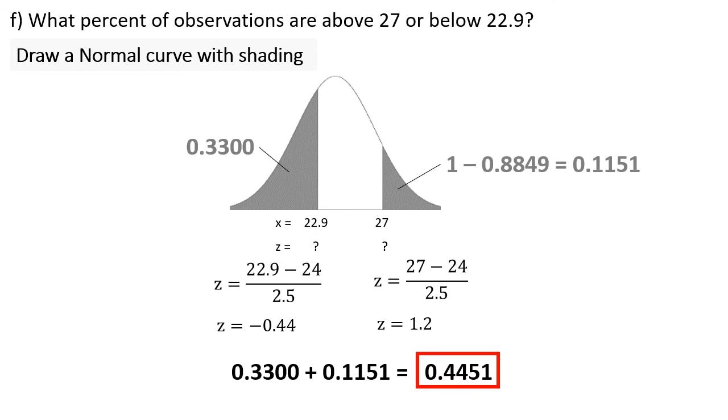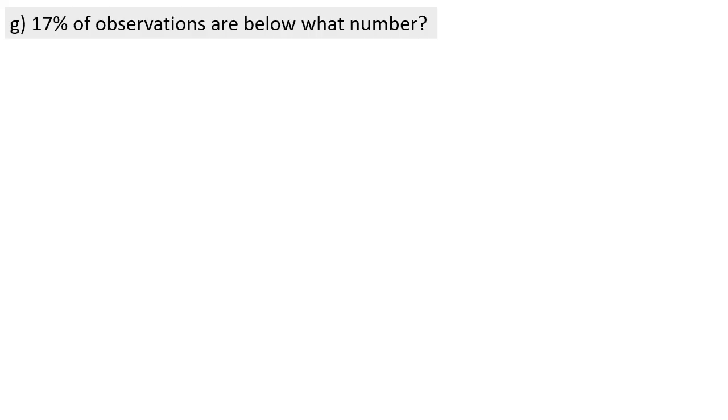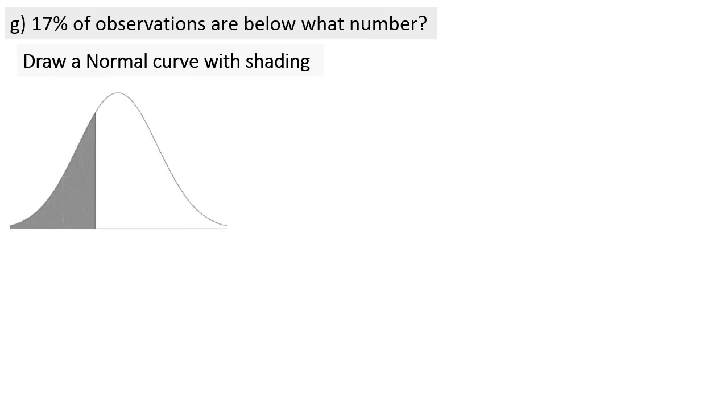All right, cool. Let's go on to the last problem, G. Now we're back to one where they give us the percentage or the area and we need to find the observed value. So we're going to find the z-score first and then un-z it and find the x value. 17% of the observations are below what number? Think about drawing a picture and where the vertical line would be. The vertical line is to the left of our mean.